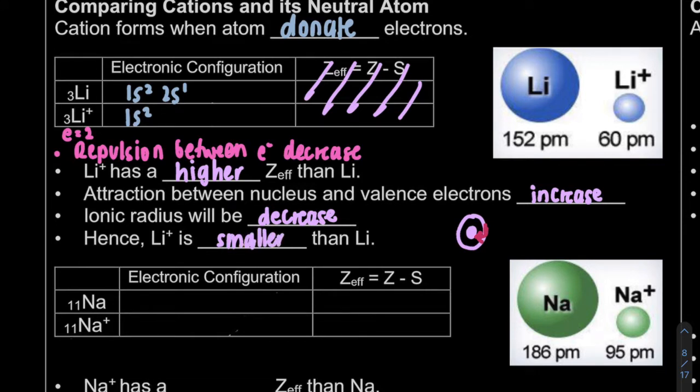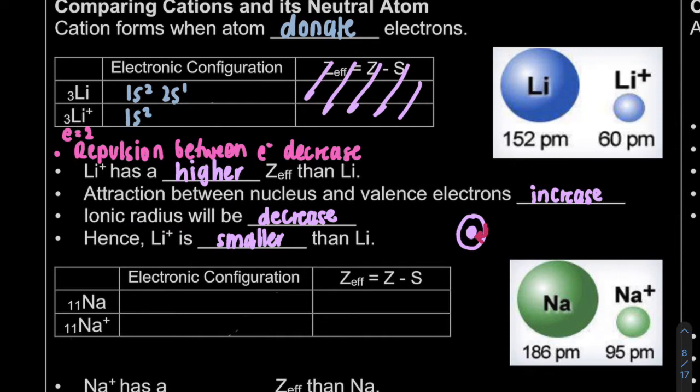Hence, Li plus is smaller than our Li atom. So bila kita tengok di sini, Li plus 60 picometer, kalau Li 152. Again, why? Because satu, repulsion tu sudah decrease. Again, Li plus ni has a higher Zeff. Higher Zeff ni maksudnya attraction between our electron di highest shell kita dengan nukleus higher lah. So maknanya dia mau lagi dekat, dan kalau lagi dekat, lagi kecil lah size dia. Okay.